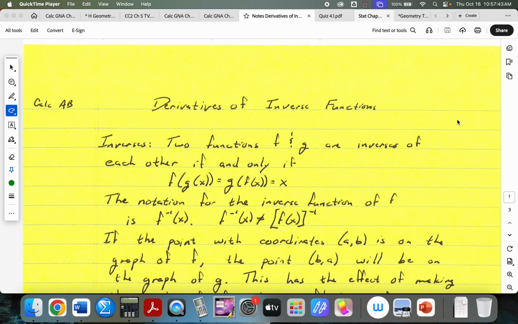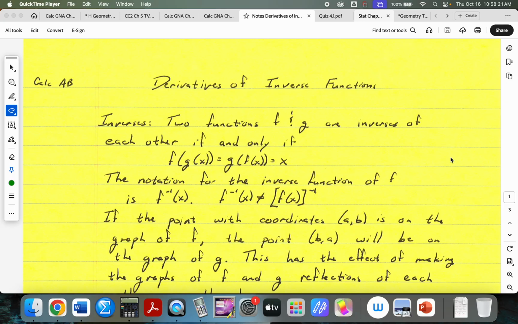Derivatives of inverse functions. Let me remind you of a couple of things. First of all, two functions f and g are inverses of each other if and only if f of g of x is equal to g of f of x is equal to x. They undo one another, is the way I think about it. Multiplying something by 2 and then taking half, you get back to where you started. Adding 3, subtracting 3. Those are inverses of one another.